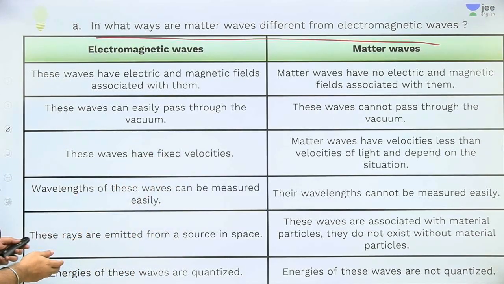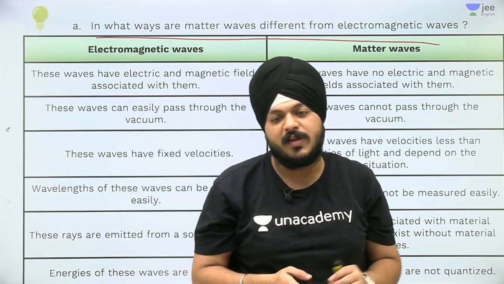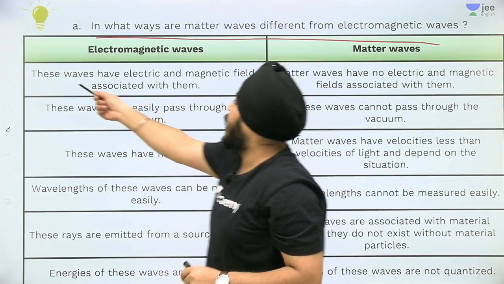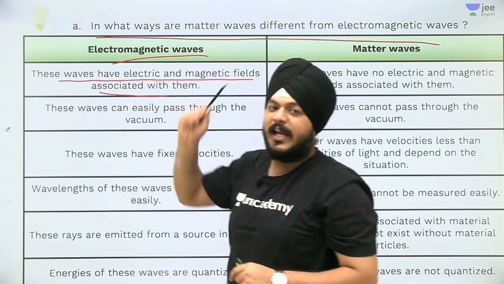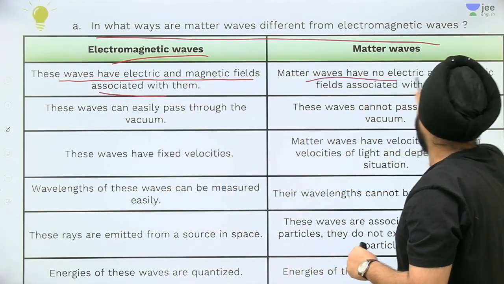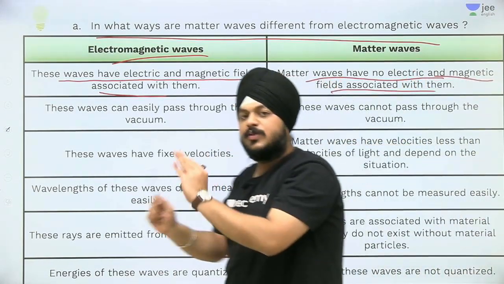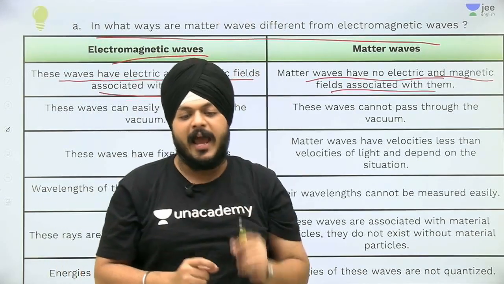Very simple explanation. We are having the difference between the electromagnetic waves and the matter waves. EM waves have both electric and magnetic fields, but the matter waves have no electric field and magnetic field associated with them. Matter waves, no electric field and magnetic field. Electromagnetic waves, yes, electric field and magnetic field.